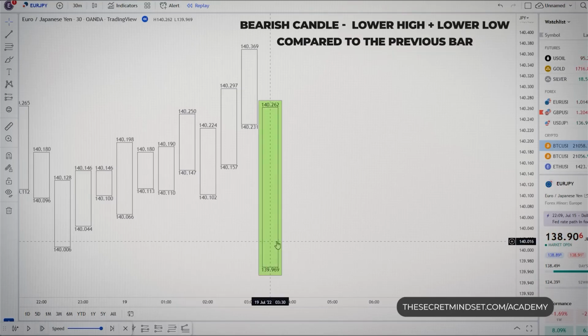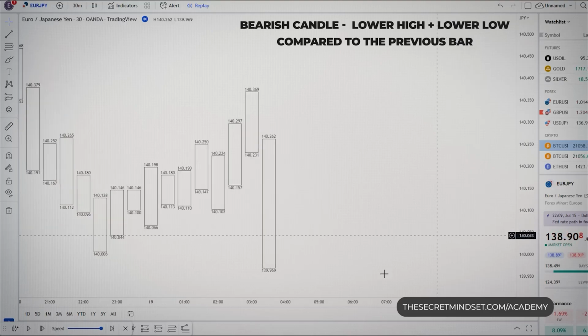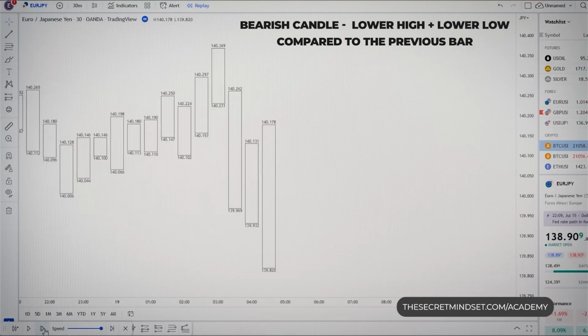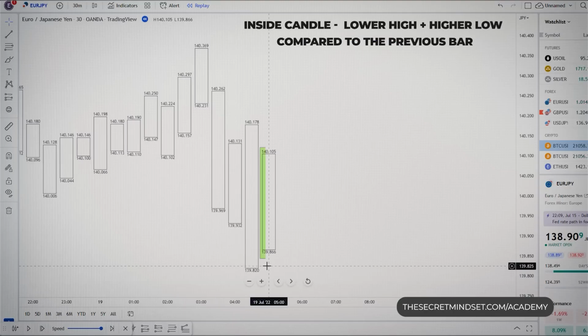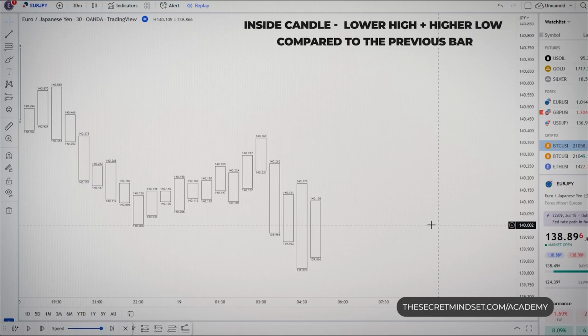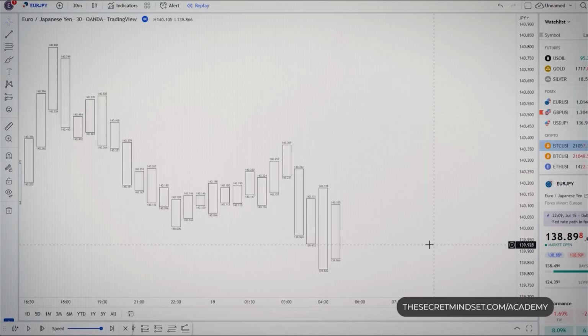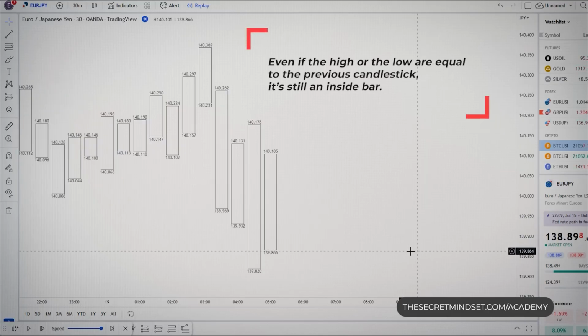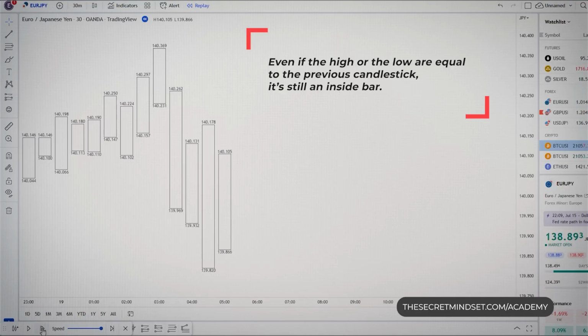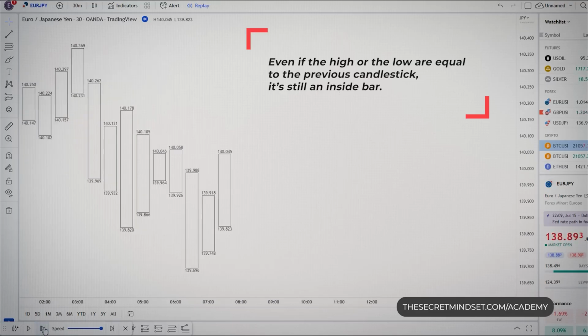Second formation is the bearish candle. Bearish candlesticks have a lower high and a lower low, again, compared to the previous bar. Third type is the inside candlestick, which has a lower high and a higher low relative to the previous bar. This bar is contained within the range of the previous candlestick, even if the high or the low are equal to the previous candlestick, it's still an inside bar.